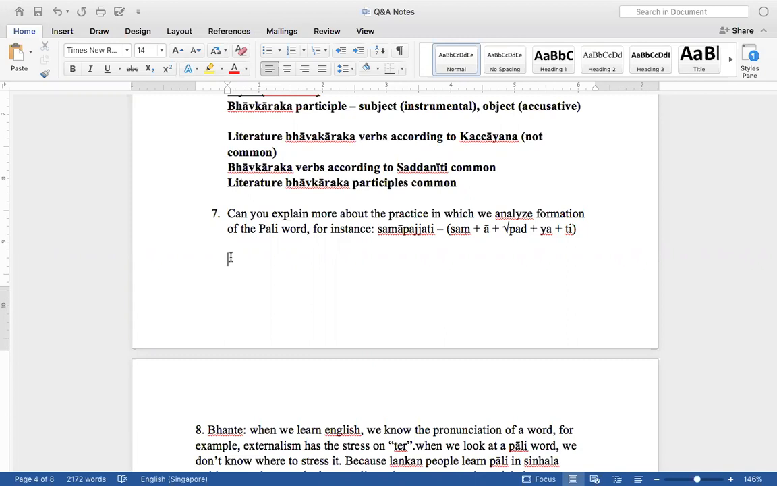Then another aspect is when they come with the meaning of the word, they rely upon the meaning of the word and try to interpret the meaning of the teachings.